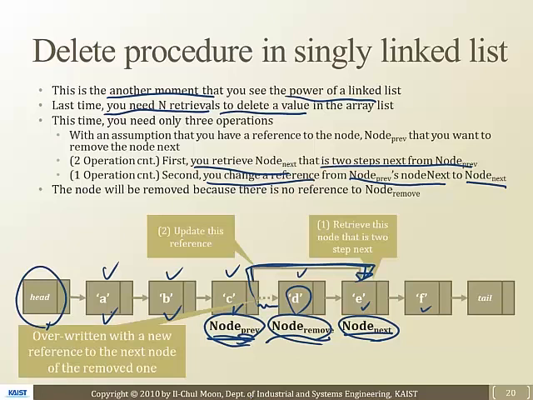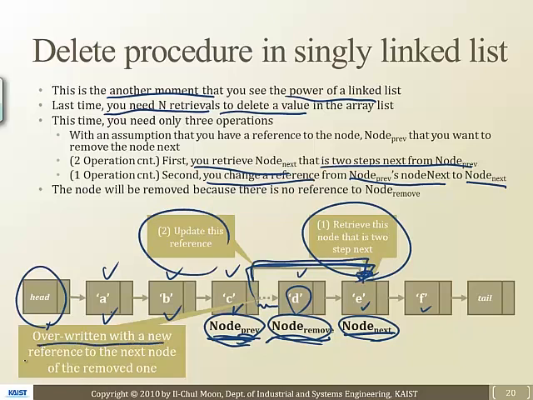So what happens is that first we retrieve the 2-step next. So we have node pref, node next, and node remove, and then update this reference, right? And this overwritten reference to the next node will act like removing this instance, because there is no reference pointing to this node remove node. This node is completely out of our scope.